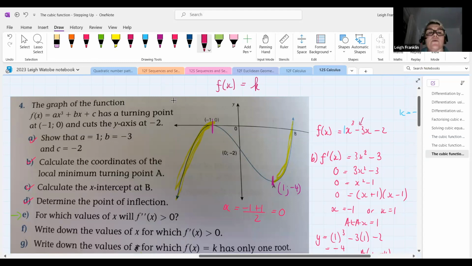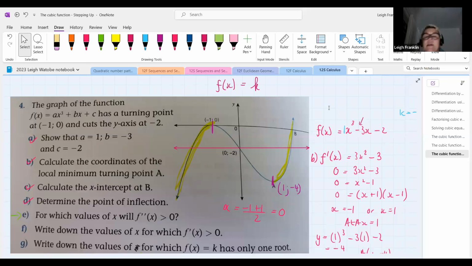So f of x equals k is a horizontal line. f of x is our cubic function, and the line y equals k is a horizontal line that can shift up or down. Where it cuts the y-axis is going to be your k value. Now they've said it's only allowed to have one root. That means this horizontal line can only touch the cubic function once. If I let it go over there, how many times is it touching the cubic function?